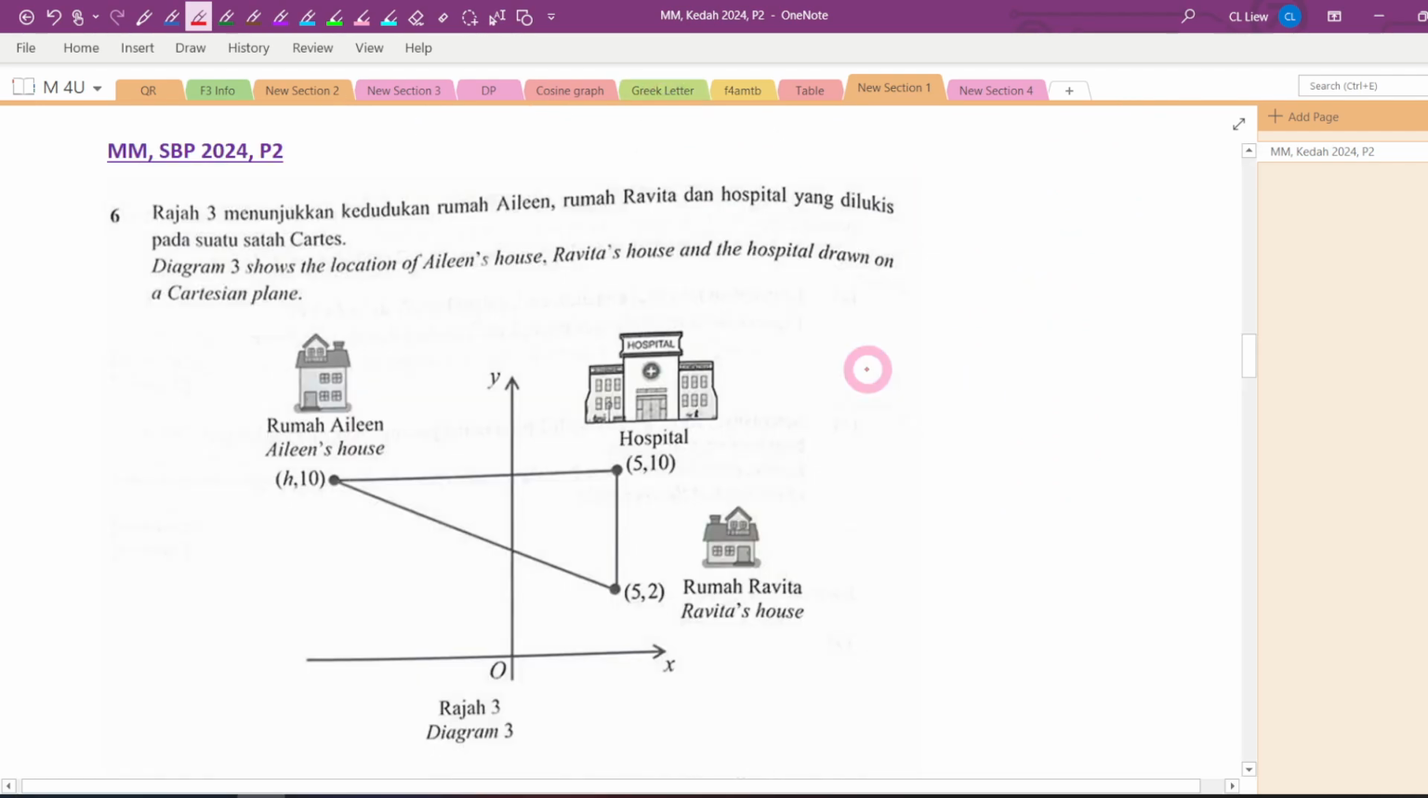Okay, let's try one more. Diagram 3 shows the location of Eileen's house, Ravita's house is over here, and the hospital, drawn on the Cartesian plane.